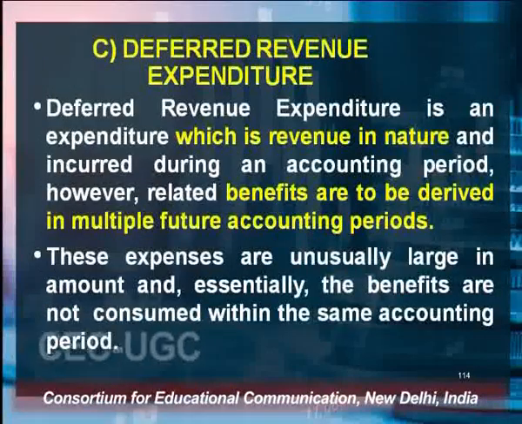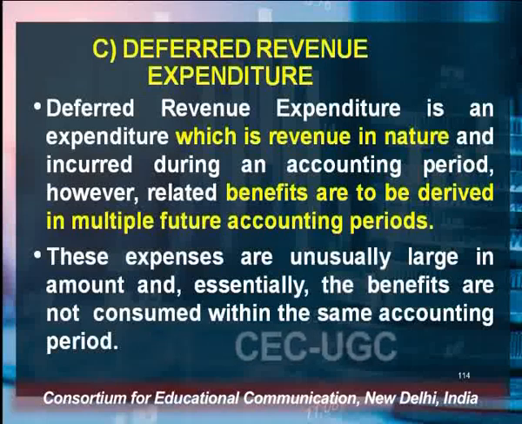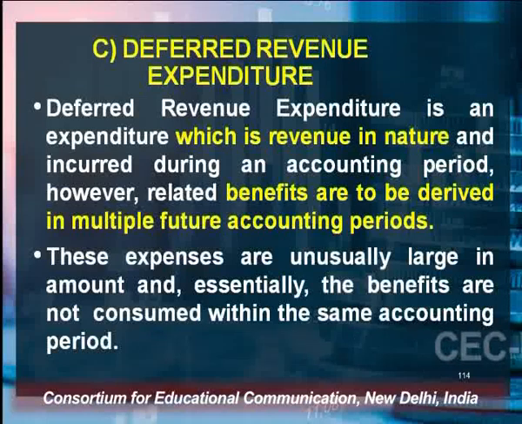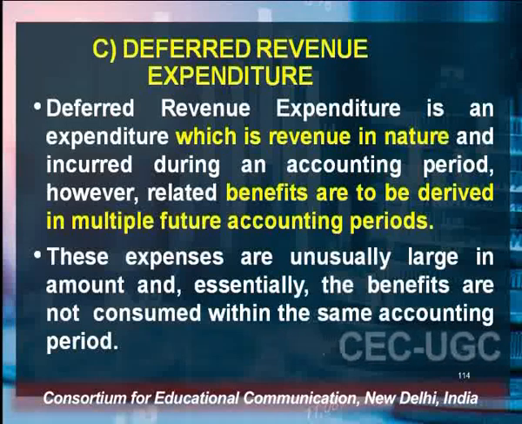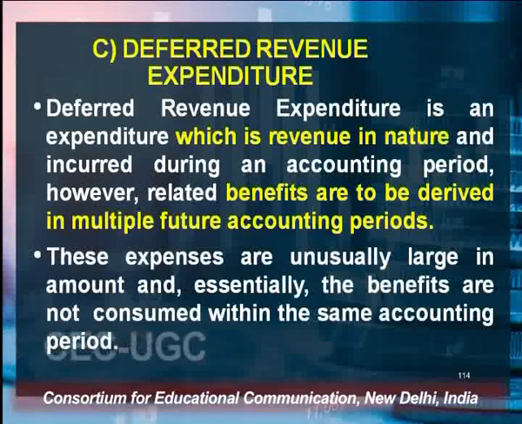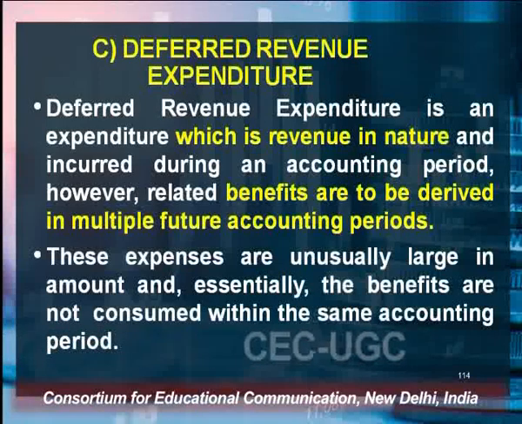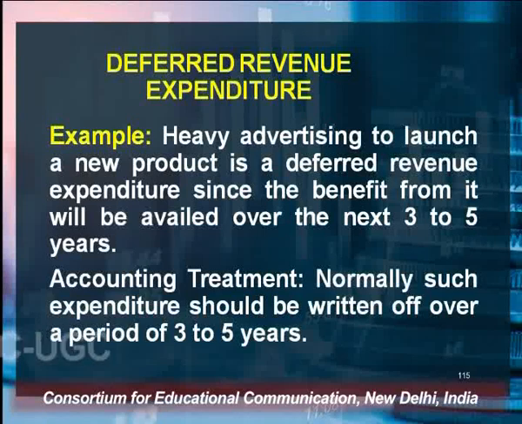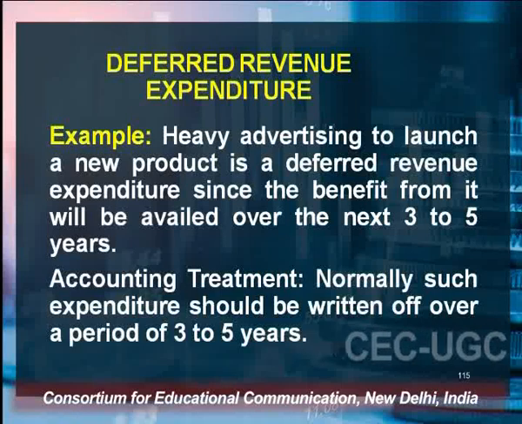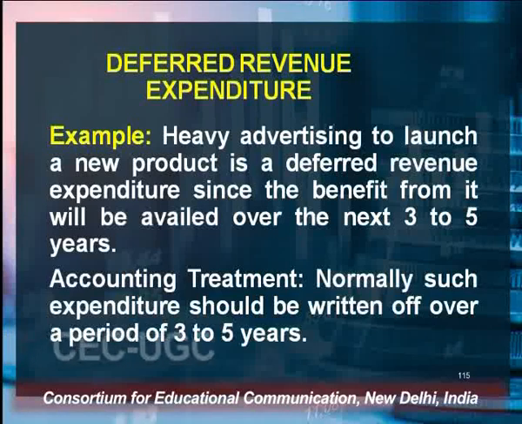The next type of expenditure is deferred revenue expenditure. Deferred revenue expenditure is an expenditure which is revenue in nature and incurred during an accounting period. However, related benefits are to be derived in multiple future accounting periods. These expenses are usually large in amount, and the benefits are not consumed within the same accounting period. An example is heavy advertisement to launch a new product, since the benefit from it will be availed over the next 3 to 5 years.